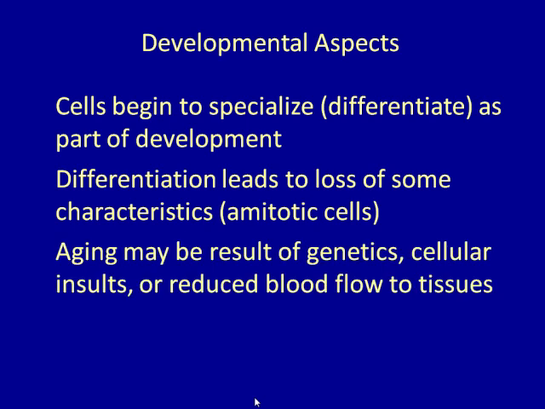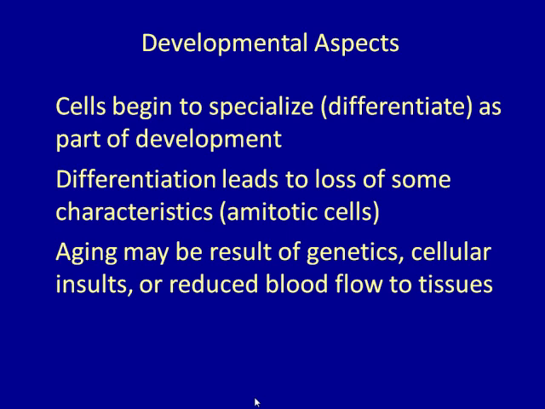As you get older, you start to lose some of your cellular characteristics, and nobody knows exactly what causes aging. It may be genetics. We may just all be born with a certain kind of time clock in us, and we're going to age in a certain way. It may be the result of things we do to our cells, the chemicals we put in our bodies, the things we expose ourselves to. It could simply be because as we get older, our heart doesn't pump as effectively, and so there's reduced blood flow to tissues, and that may give us some of our aging problems.